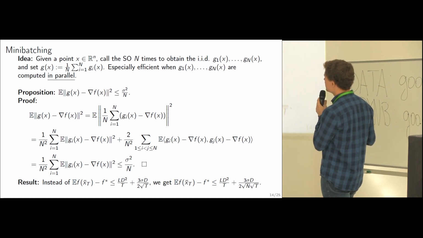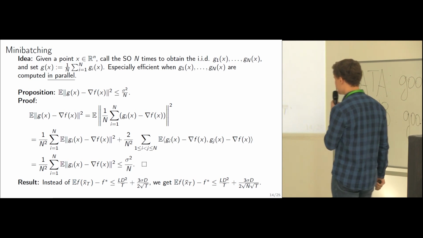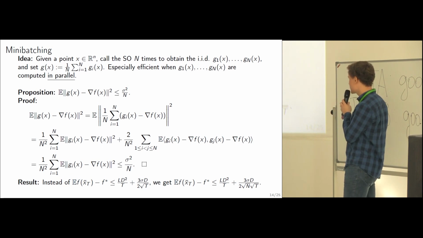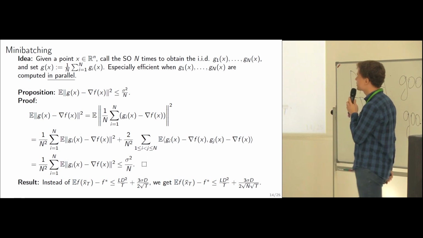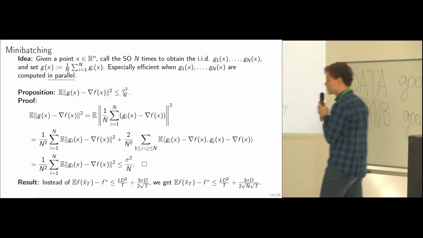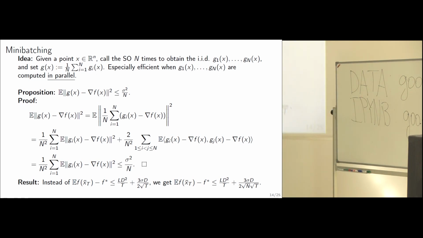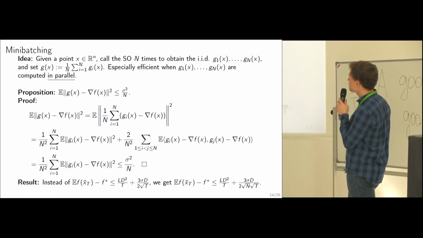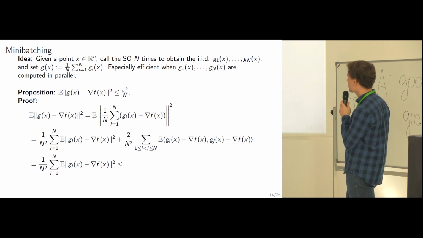So it means that because the square root grows much slower than just n, usually it makes no sense to pick this n large. But if you have n processors, you can actually take n equal to the number of processors.